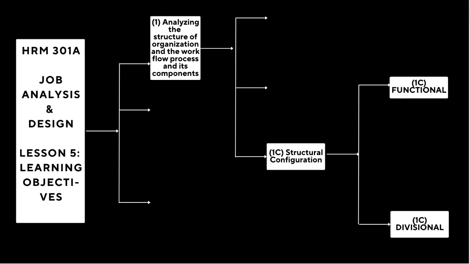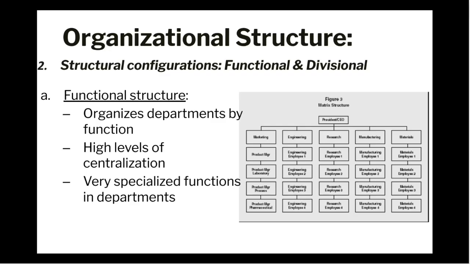Okay, next is structural configuration. We have functional and divisional. First is functional. Okay, so functional structure organizes departments by function, from the word function, with high levels of centralization, and very specialized functions in departments. So you have the president, CEO, and then you have marketing. Everything is according to function: marketing, engineering, research, manufacturing, and materials. Most companies are like this.